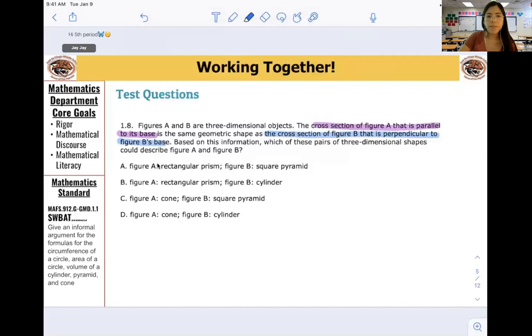So they have a lot of different options here, and you really have to either visualize it in your head as best as you can, or draw it out and try to see which ones are going to match. As long as you remember, for figure A, it's parallel. For figure B, it's going to be perpendicular. So let's think about a rectangular prism.